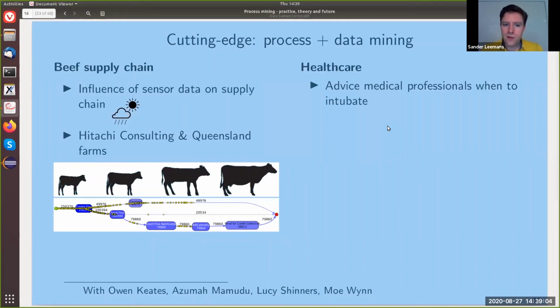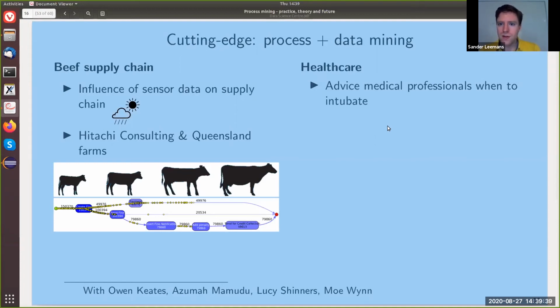Another area where this becomes relevant is in healthcare. So right now with the COVID-19 situation, doctors in emergency departments or intensive care units have to decide: am I going to intubate this patient? And that intubation means that you get a big plastic tube in your throat, and then you are being ventilated. So you're being kept alive by a tube.